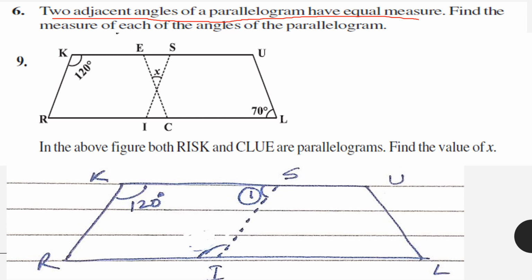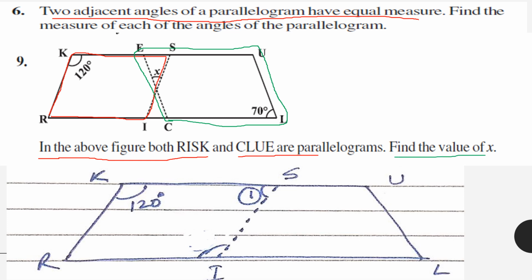Question number 9. This question is a little bit interesting, but not that tough if a little attention is given. Question is, in the above figure, both RISK and CLUE are parallelograms. So there are two different parallelograms which are intersecting each other. Find the value of x. You have to find this value.